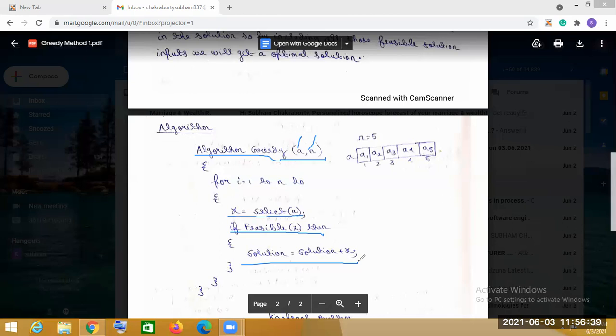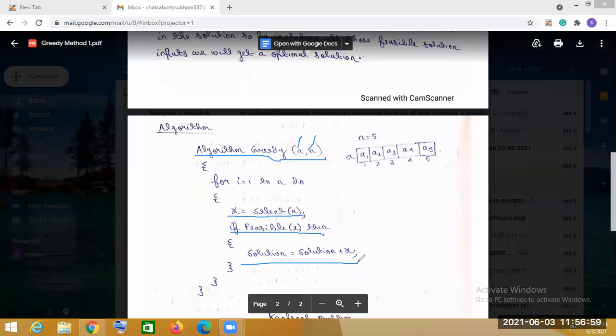So in this greedy method, the first algorithm that we will see which follows the greedy approach is the knapsack problem. This knapsack problem follows the greedy approach.